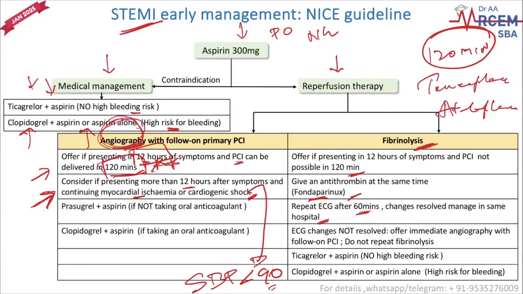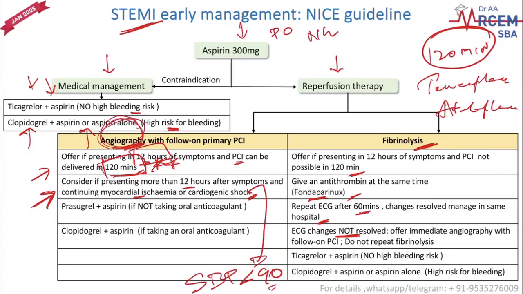Or you have done an ECG, but the changes are not resolved. You still see an ST segment elevation. For example, it's an anterior wall MI. ST segment elevation was seen in V2, V3, V4. Still, the ST segment elevations are present in V2, V3, and V4.